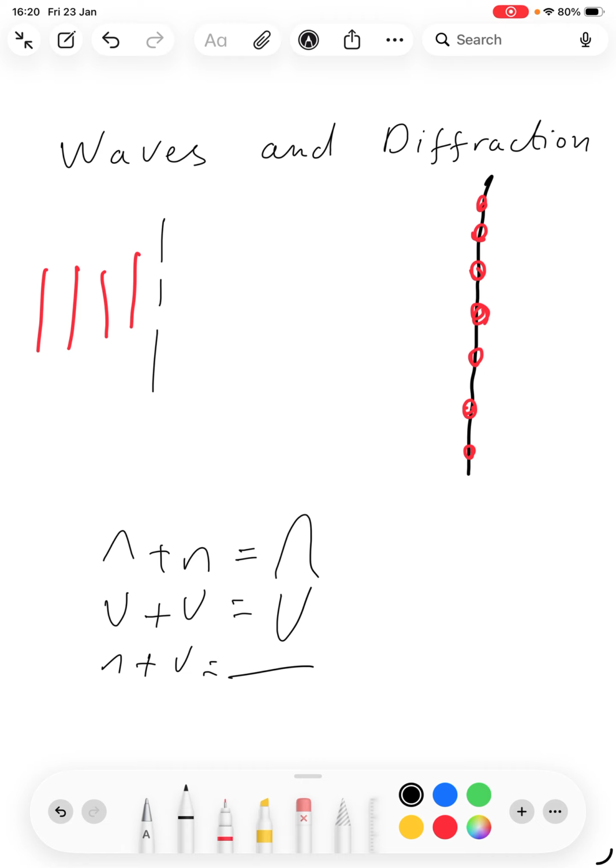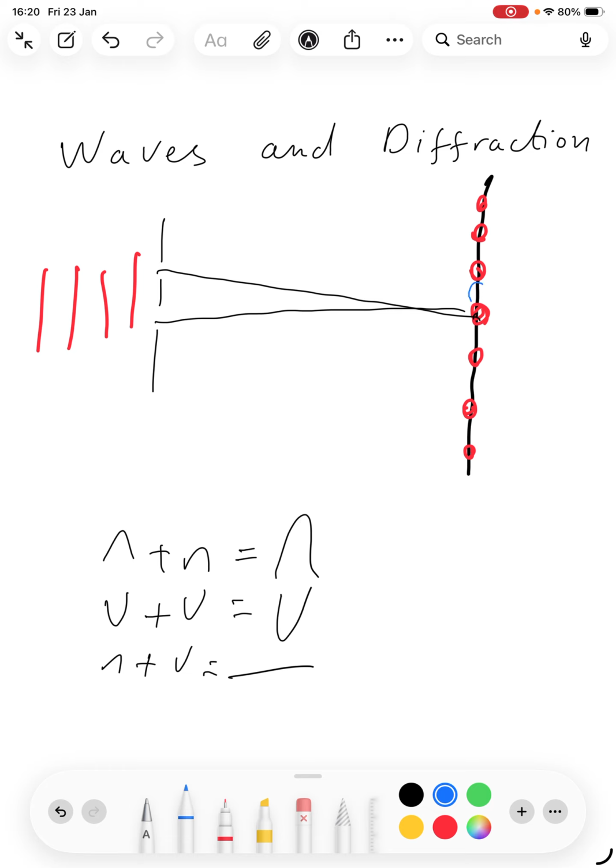So the bright spots on the screen, for example, this one in the middle, are caused because the waves from the two slits are in phase, meaning that peak meets peak and trough meets trough. And in that centre bright spot, both sets of waves have travelled the same distance.